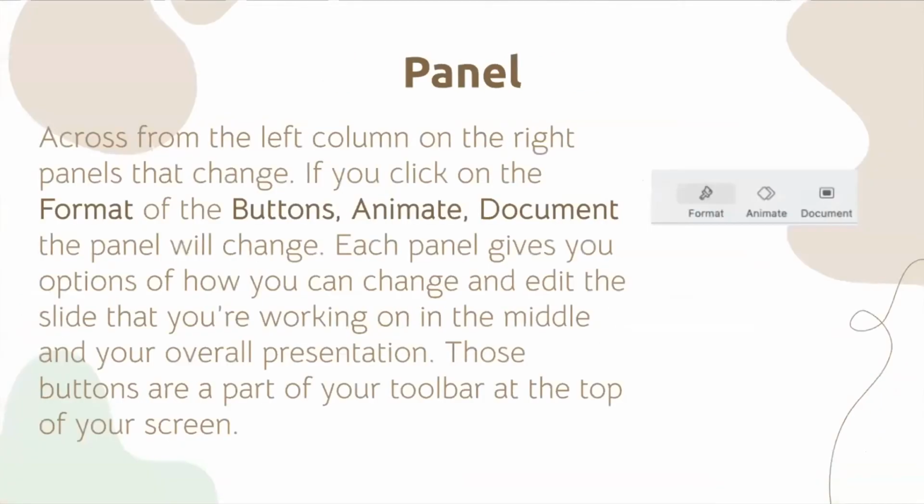Panel. Across from the left column on the right are panels that change. If you click on the buttons Format, Animate, Document, the panel will change. Each panel gives you options of how you can edit the slide that you're working on in the middle and your overall presentation. Those buttons are part of your toolbar at the top of your screen.